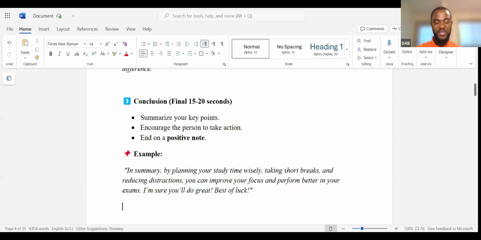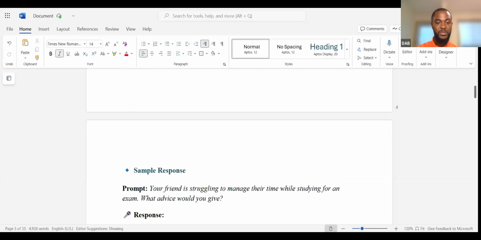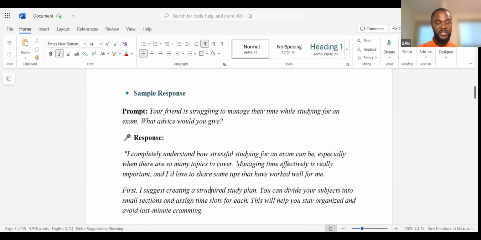So, with the giving of advice, you should be clear. Then you should state your advice, either two points or three points. You should be able to state clear suggestions. For example, your friend is struggling to manage their time while studying for an exam. What advice would you give?